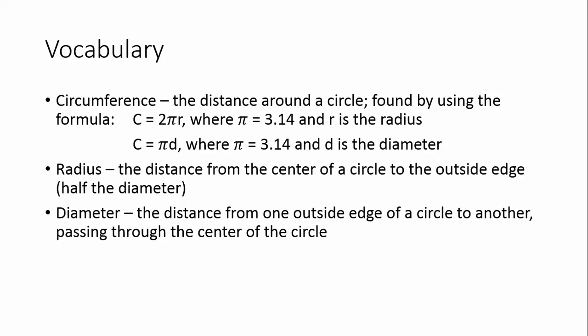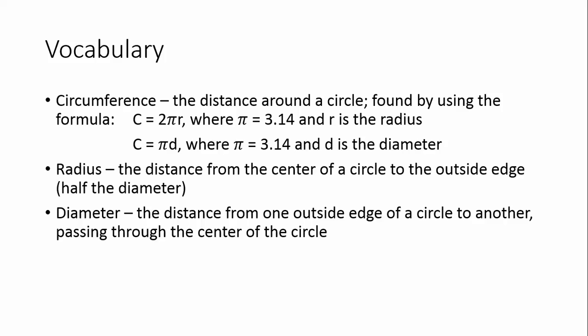Finally, we need to discuss circumference, and circumference is the distance around a circle. So essentially, it is the perimeter of a circle, and it's found by using 2 different formulas. One formula includes the radius, and the other formula includes the diameter.